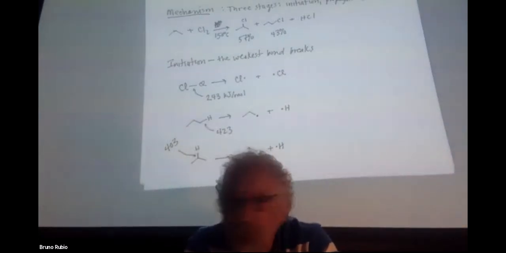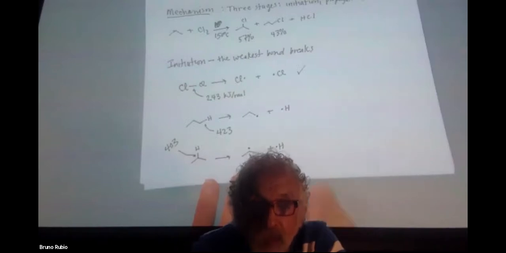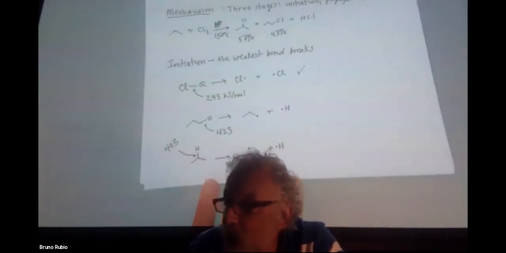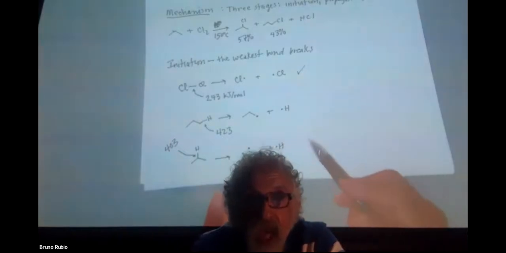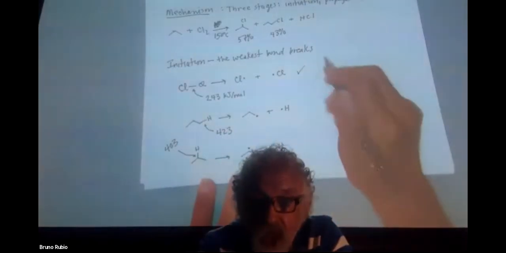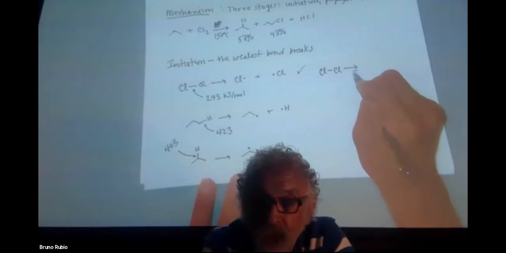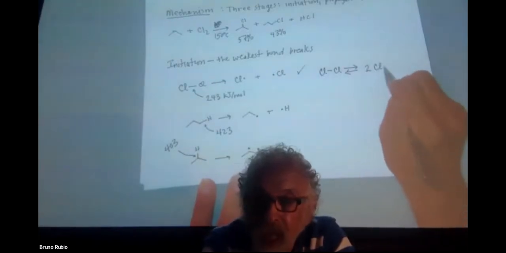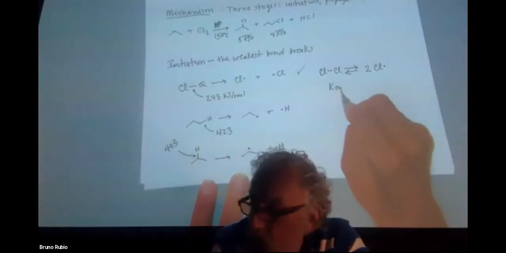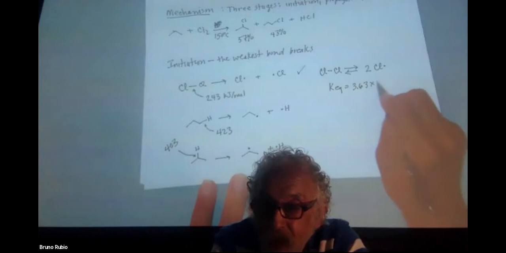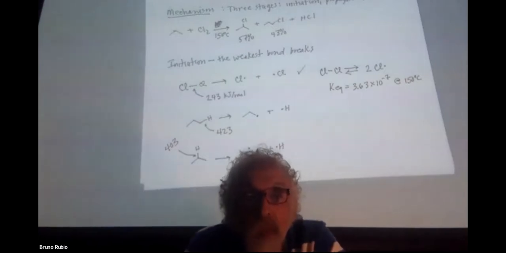So this is our initiation step, and this is what actually happens in initiation. The weakest bond breaks, and we've identified the weakest bond. But I want to make sure you understand that 243 kilojoules per mole, even though that's less than any of these other numbers, is still quite a bit of energy. It's so much energy, in fact, that the equilibrium constant, remember the equilibrium constant from Gen Chem, for the homolytic bond breaking of a chlorine-chlorine bond is 3.63 times 10 to the minus 7th at 150 degrees C. Well, that's a tiny equilibrium constant.